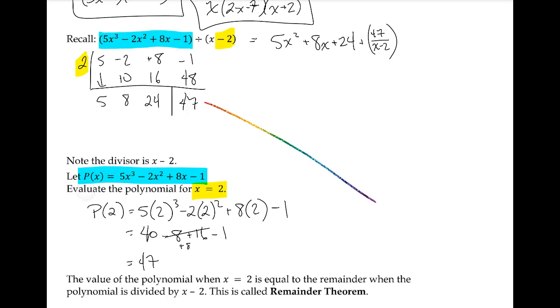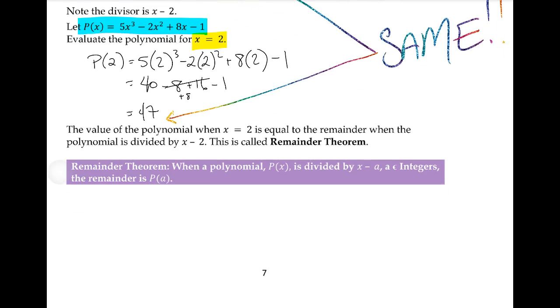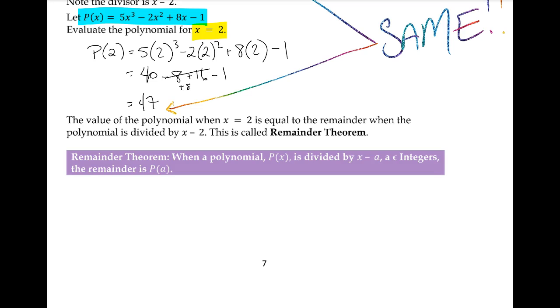Well, the remainder from my synthetic division is the same as my solution when I evaluate with that same number. So synthetic division essentially does the same job, it just also gives us our polynomial. This is called the remainder theorem. The remainder theorem explicitly states that when a polynomial is divided by some binomial x minus a, where a is an integer, some whole number, the remainder is determined by just plugging in that integer for x.